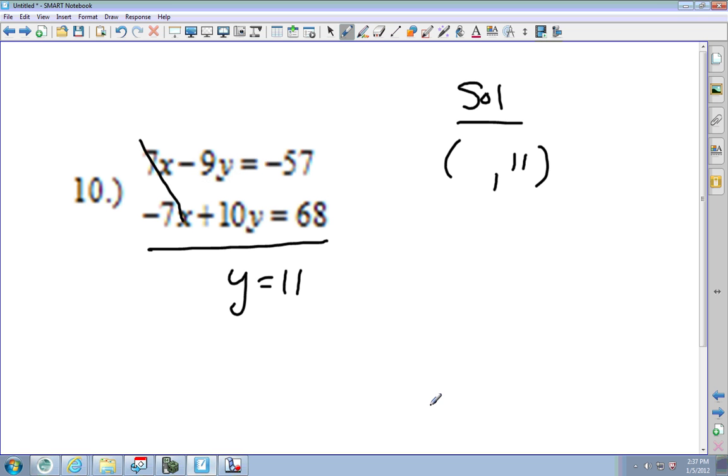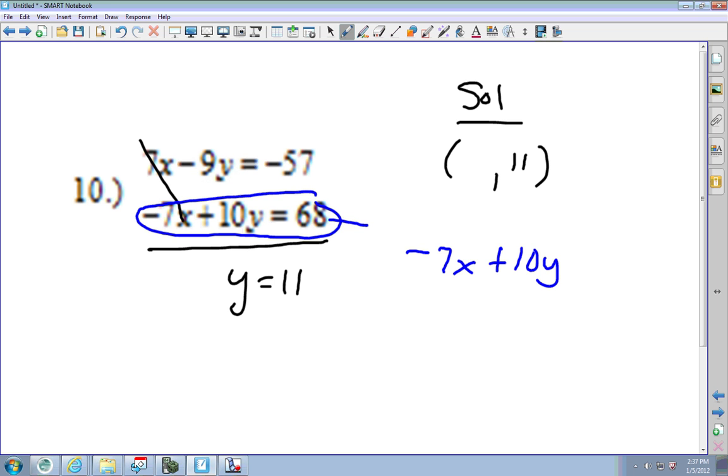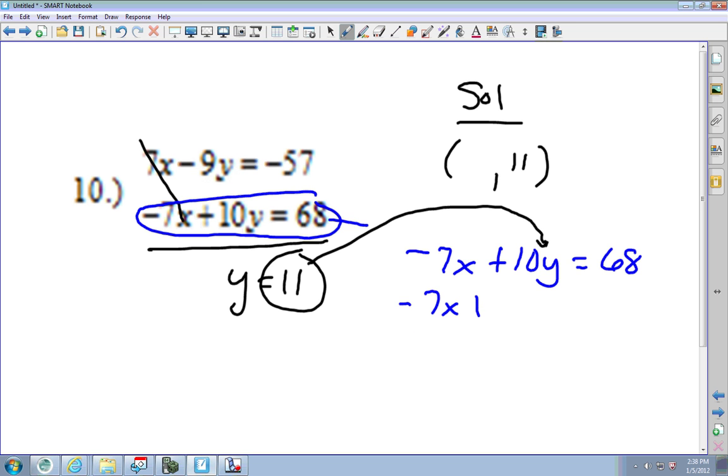Now I need to find x. Doesn't matter which one you choose. I'll choose this bottom one. I get negative 7x plus 10y equals 68. Y is 11. So you're going to put that in here. You get negative 7x plus 10 times y. Y is 11 equals 68. Negative 7x plus 110 equals 68.